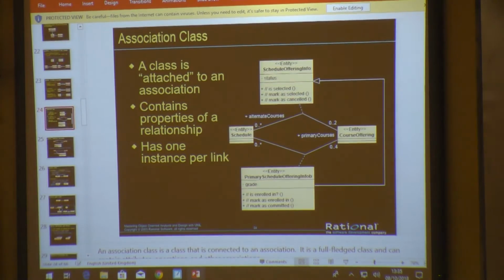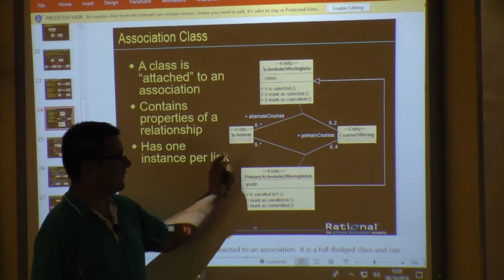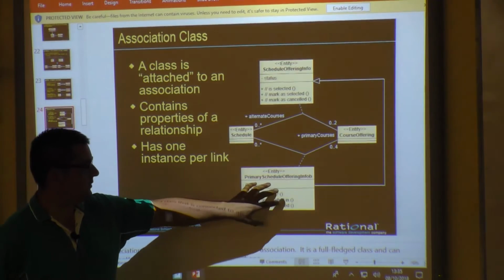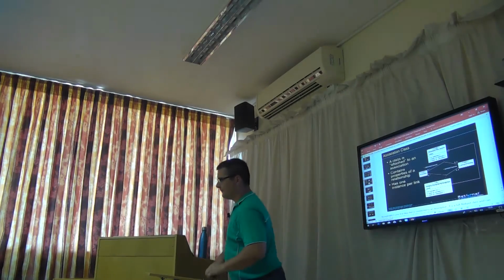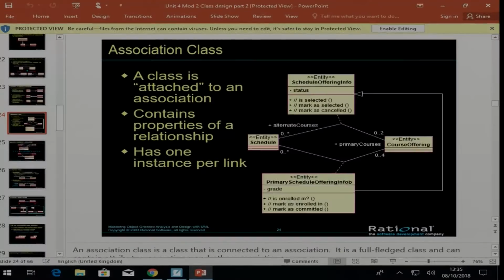So then there's quickly a discussion about when we are going to see association classes. An association class is one which we've seen previously also, and that is really a class which sits in between two other classes. So we still have schedule and course offering, and this will then be the primary schedule offering and that schedule offering information. Okay. So what we are seeing is that the association class captures information about the relationships.